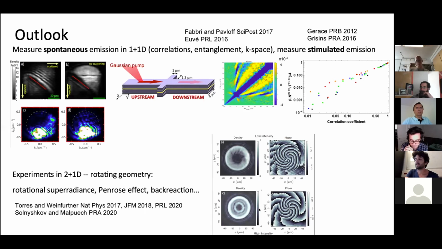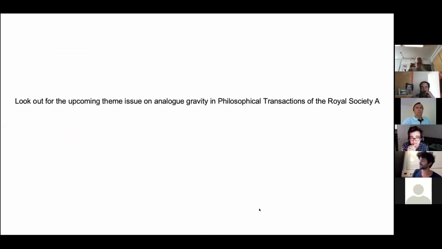And now I will simply conclude by telling you that last year we had this meeting at the Royal Society, and following on this meeting, there will be a theme issue on analog gravity that will be published by Philosophical Transactions of the Royal Society A. That's going to be published later this month or next month, and so look out for this. I think there is a nice collection of papers in there, and they really are worth reading.